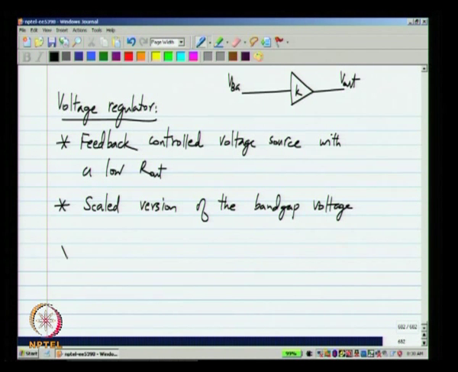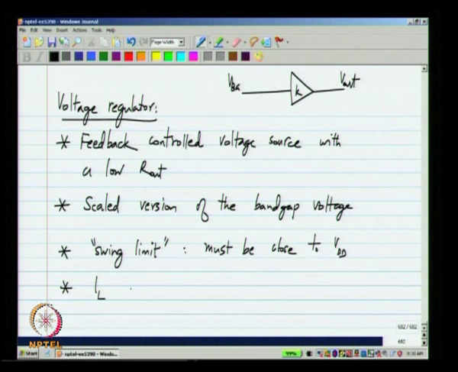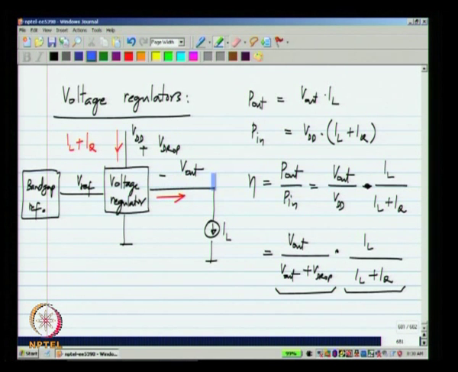One of the things is that the low dropout means the swing limit of this amplifier, the upper swing limit, must be close to the supply voltage VDD, and also normally you are required to support a load current which is more than 0. That is, normally this is powering some circuit that is drawing power, drawing current. So, you are only required to be able to support a current in this direction. You do not need to make this regulator work for a negative current unless you are talking about some special circumstances.